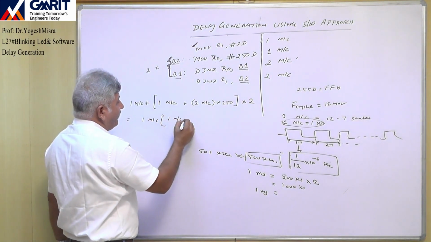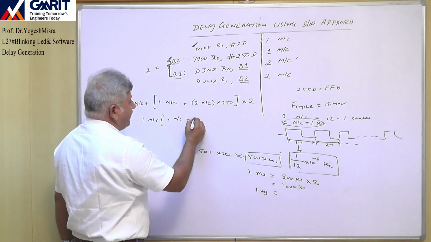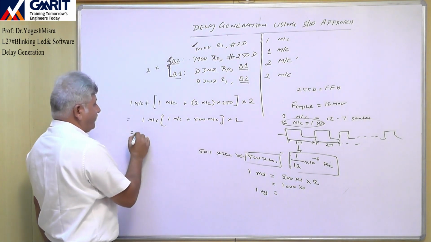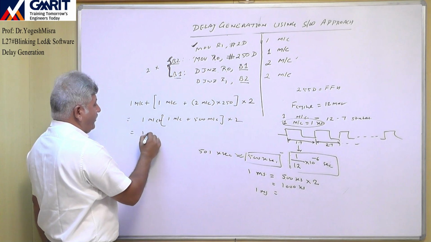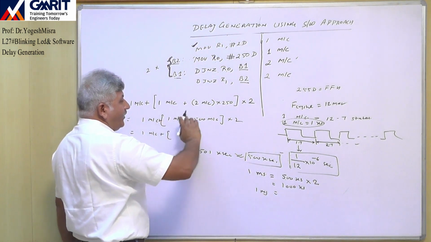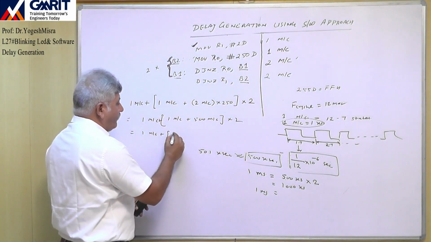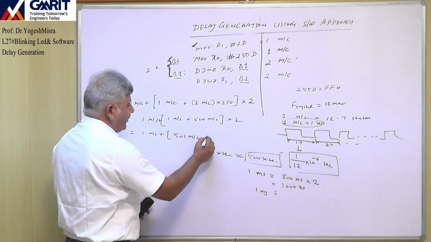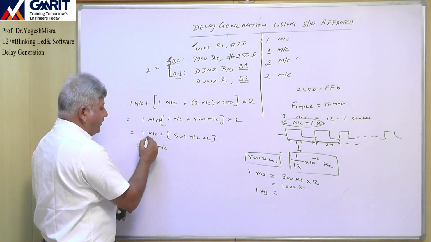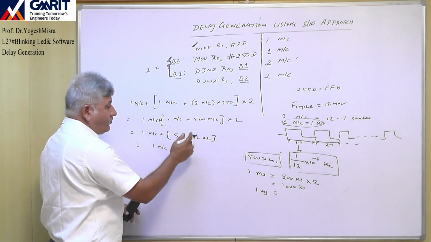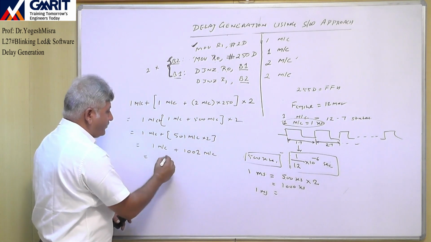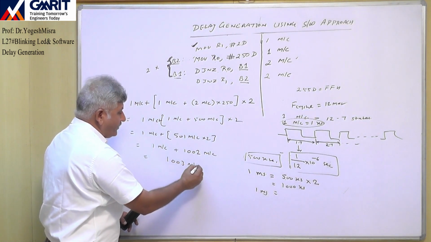This is 1 plus 2 machine cycles into 250. So this will be 500 machine cycles, plus 1 machine cycle, so 501, multiplied by 2 times. So this gives 501 machine cycles multiplied by 2, which is 1002, plus 1 machine cycle, and total 1003 machine cycles.